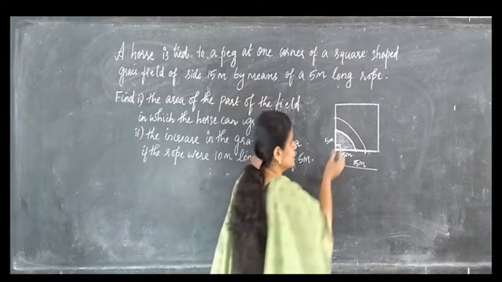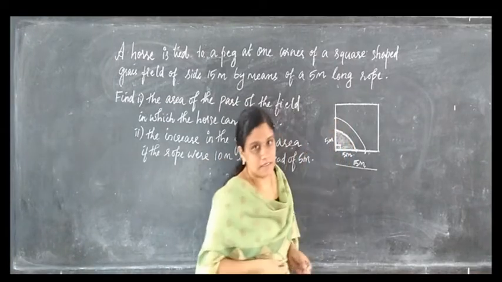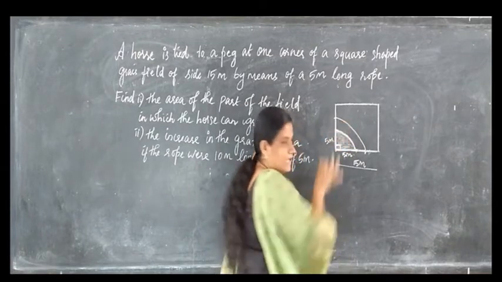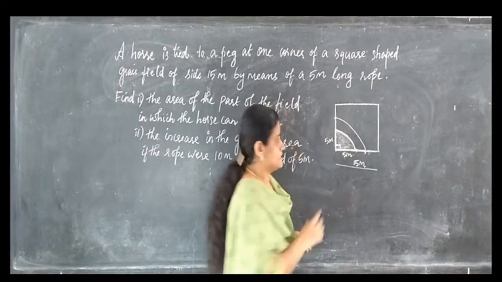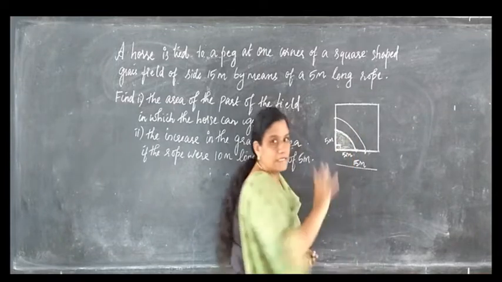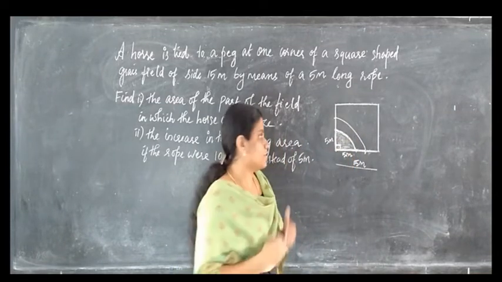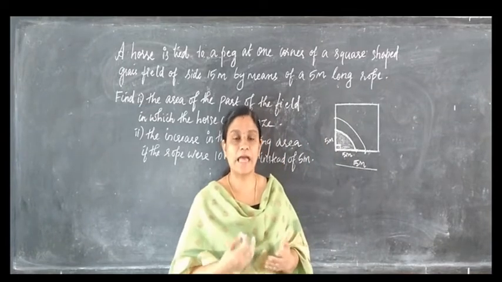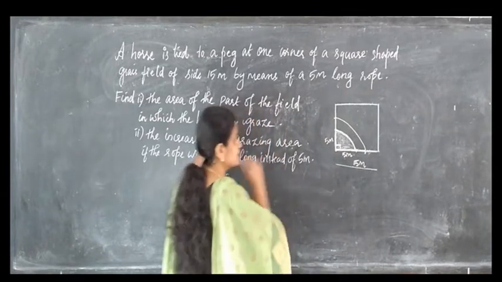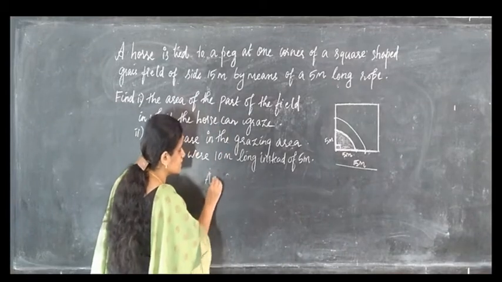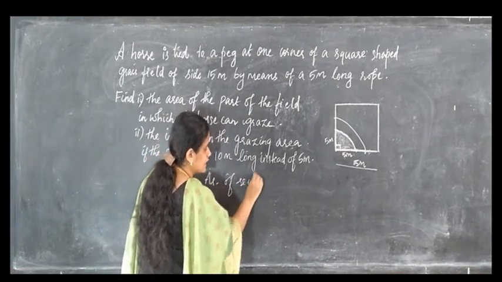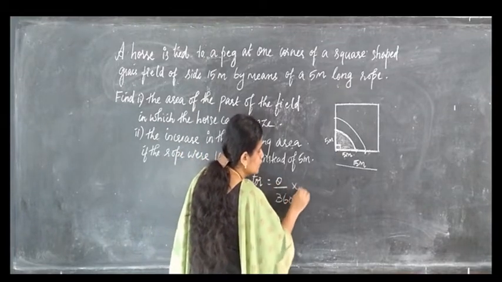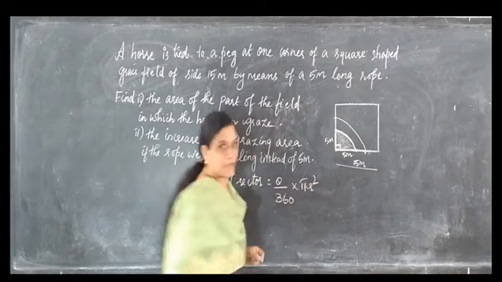When it was 5 meter, this was the area. When it is 10 meter, this complete is the area. So what will be the increase? You have to subtract both. Then you will get the increase in area. So first we will find with 10 meter rope, what is the area the hose can graze. So if it is 10 meter, how can you write? Area of sector is equal to theta by 360 into pi r square.